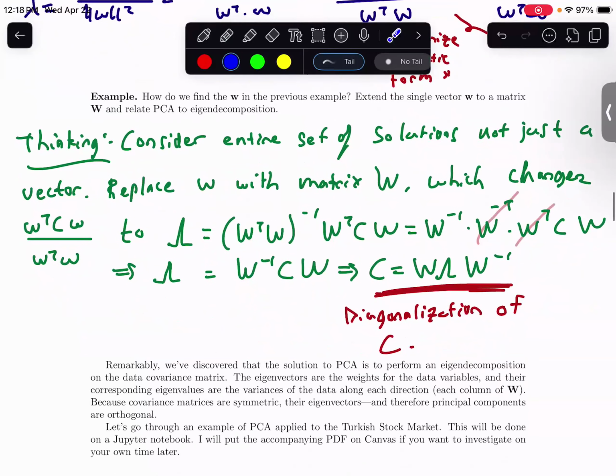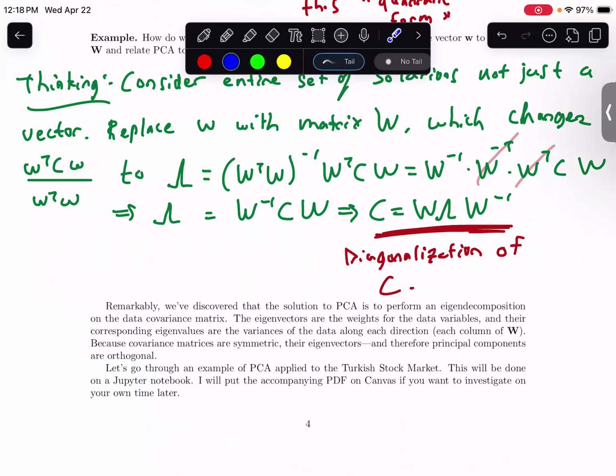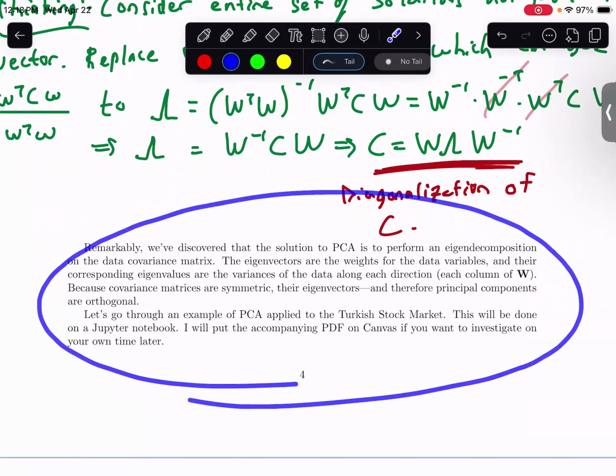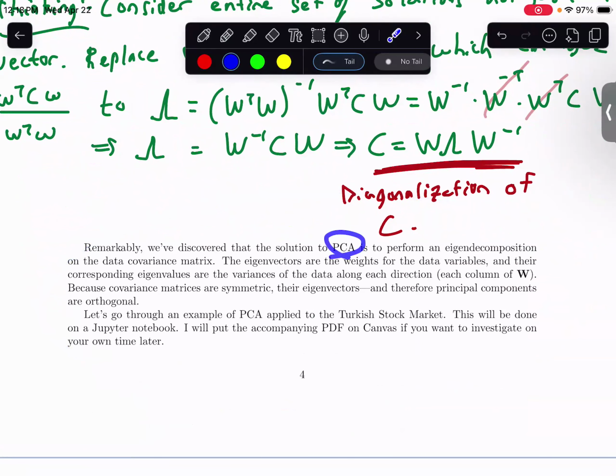There are some details I skipped. There should be a 1 over n minus 1 that shows up, but it's just a scalar, so it doesn't really influence the calculations all that much. But yeah, so this is the idea. We've discovered that the solution to principal component analysis is to just perform the diagonalization of the data covariance matrix. And so these eigenvectors are going to be the weights for the data variables, and their corresponding eigenvalues are going to be the variances of the data along each direction. Which might be impossible to visualize because usually these are really big data sets.